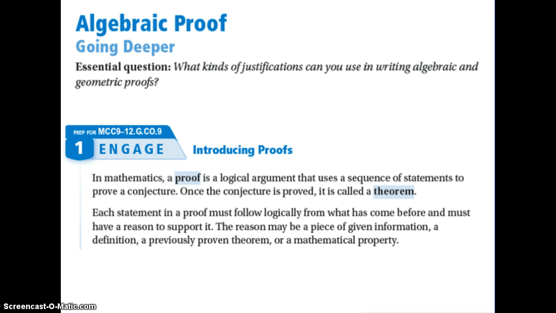Alright, so first things first: what kind of justifications can you use in writing algebraic and geometric proofs? We're going to talk about different properties of equality. You can see that on your page as well. But before we do that, let's talk about the definition of a proof.